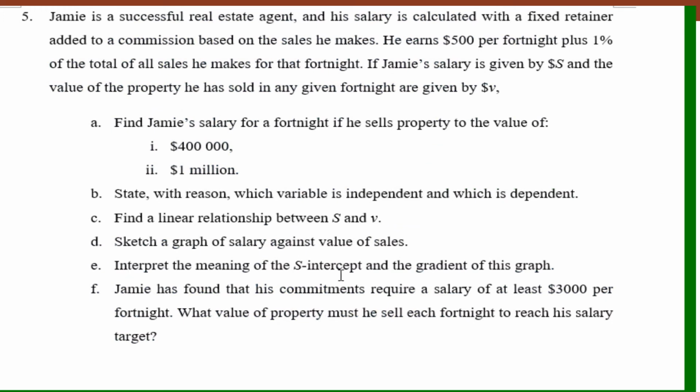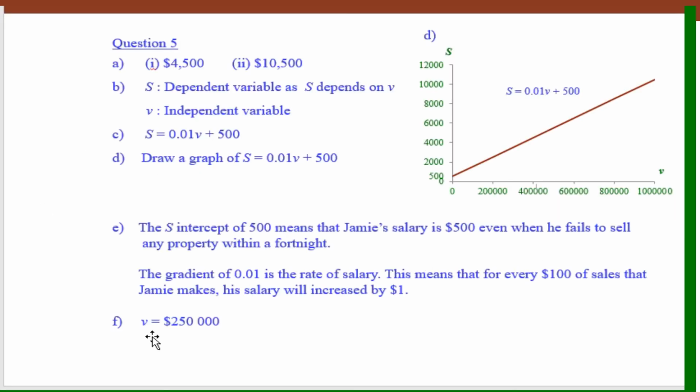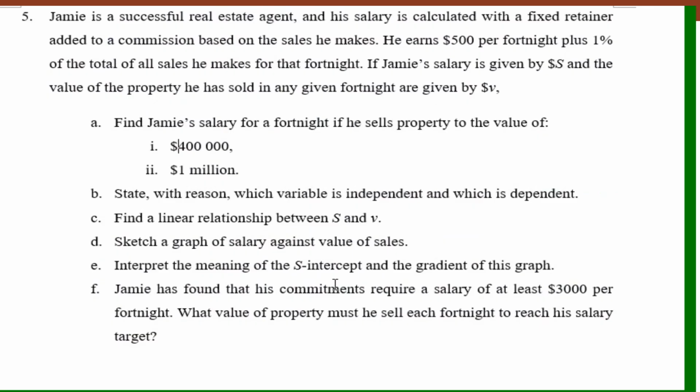Interpret the meaning of the S-intercept. S-intercept is his fixed salary. Gradient is rate. Try to follow this. This is a teaching slide. You can follow this if you want, but you don't need to write so much. S is fixed salary and gradient is rate. Enough. You will get your marks.